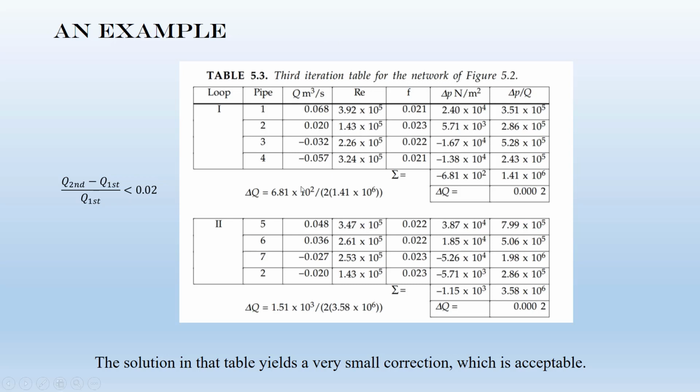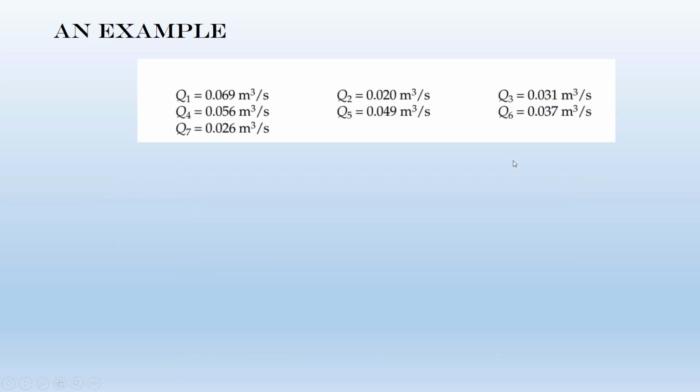Keep in your mind that you need to report all Q's in positive values. However, the negative value means that the direction that you select for pipe 3 is wrong. You need to just select an opposite direction for fluid flow in pipe 3 and also in pipe 4 and pipe 7. Correct? For these three pipes, pipe 3, pipe 4, and pipe 7, you need to just change the flow direction. And then these are all Q's.